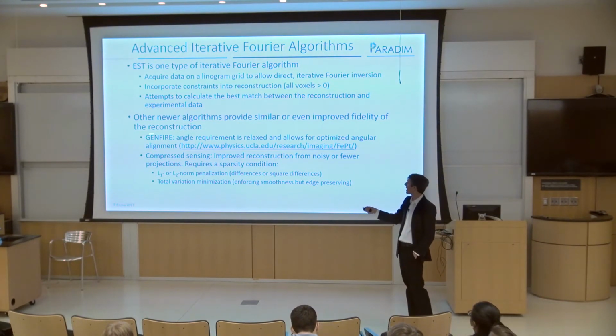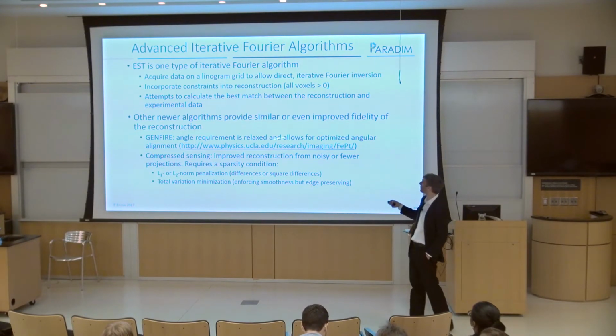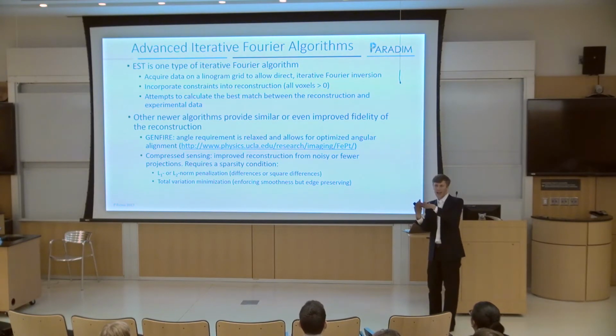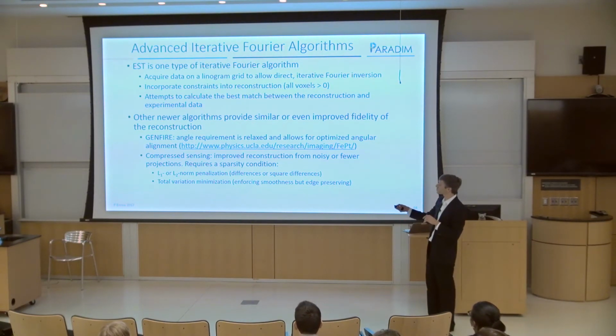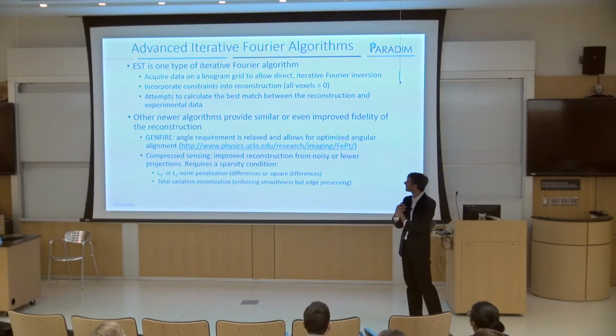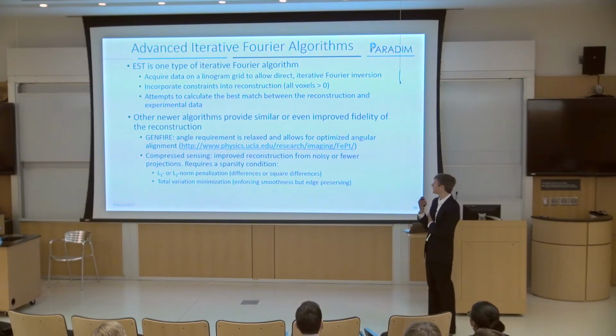There's a recent paper we have where you take this another step forward, and the angle requirement is significantly relaxed using this new GenFire algorithm, and it allows for optimized angular alignment also. So if you take your projection at 1.1 degrees, but the algorithm thinks it's 1 degree, then that's an error, and it can actually search for what that best angle is. It's hard to do, but it can really improve reconstructions if you need to get to that last bit. It's very similar to what the cryo-EM people do.